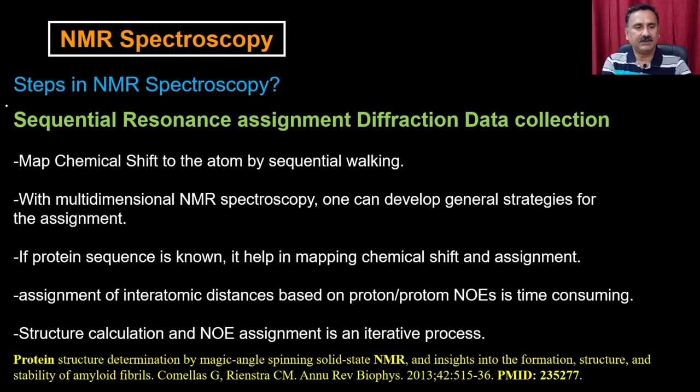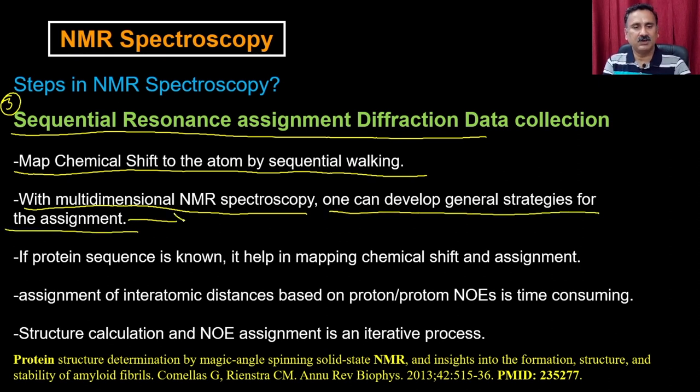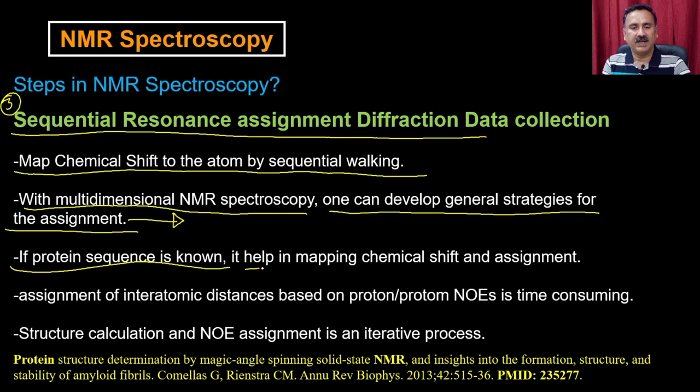Then the third step is sequential resonance assignment, right? You can map the chemical shift to the atom by sequential walking. With multi-dimensional NMR spectroscopy, one can develop general strategies for the assignments. You can use not only the nitrogen probe, but also phosphorus, sulfur, and so on. A combination gives you more complicated multi-dimensional NMR spectra, and that can be used to assign the different peaks. If the protein sequence is known, it helps in mapping the chemical shift as well as the assignments.